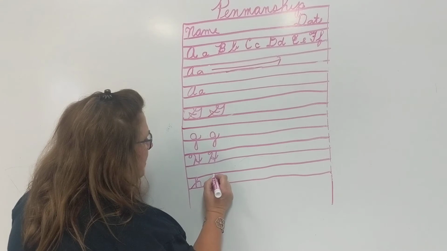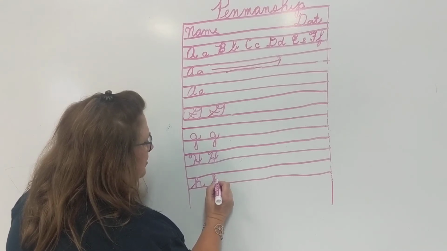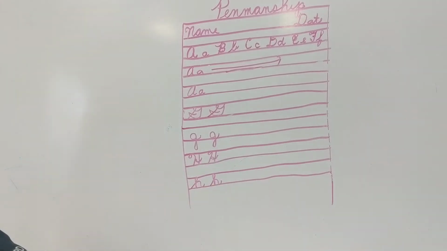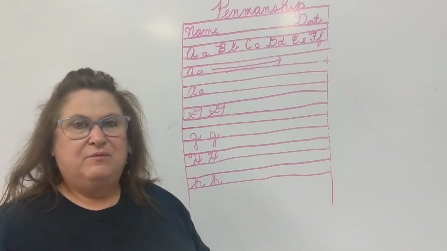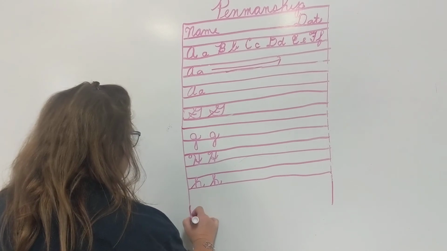Up and around, come straight down, retrace back up, put a hump on it, and swing out. That is our little h. I need you to write 5 little h's on that line. You may pause the video and do so now.